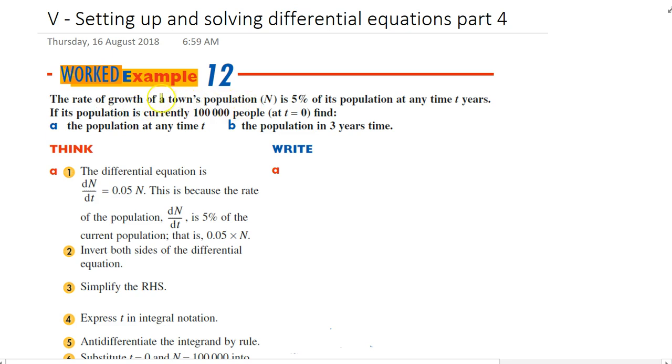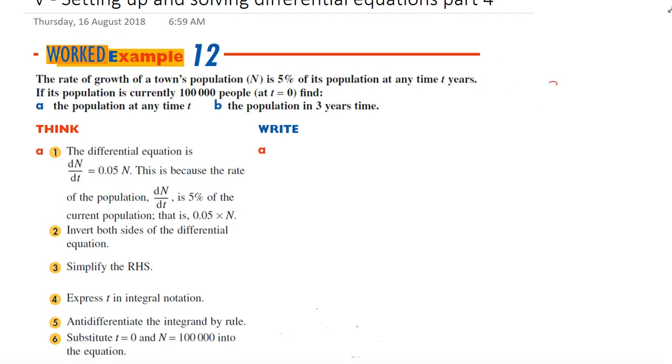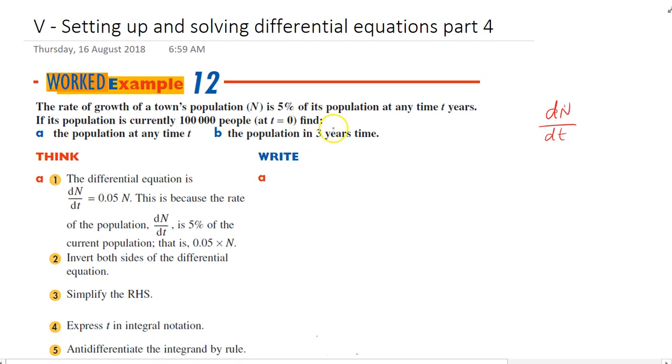The rate of growth of a town's population, n, is 5% of its population at any time t years. So that's going to be the change in population, which they're going to say is n, with respect to time, and time is in years, is 5% of its population, 0.05 of its population. Even though they don't use the word directly proportional there, it does state that they're directly linked.